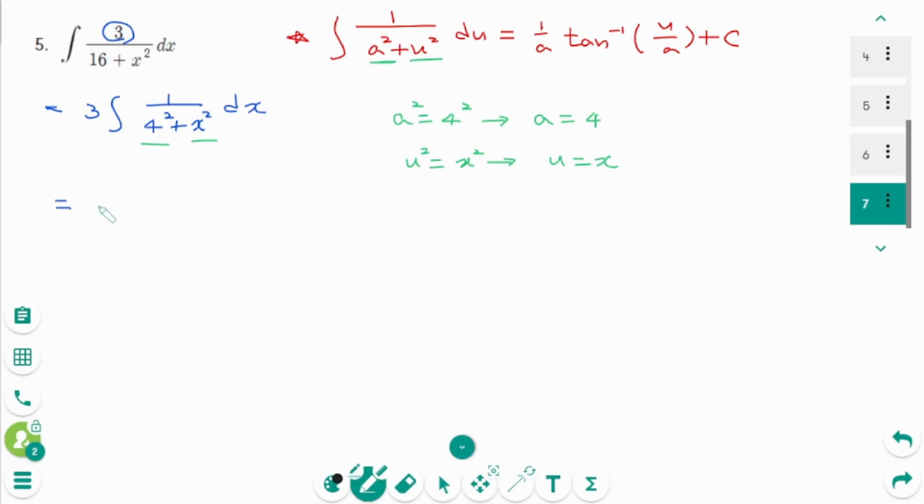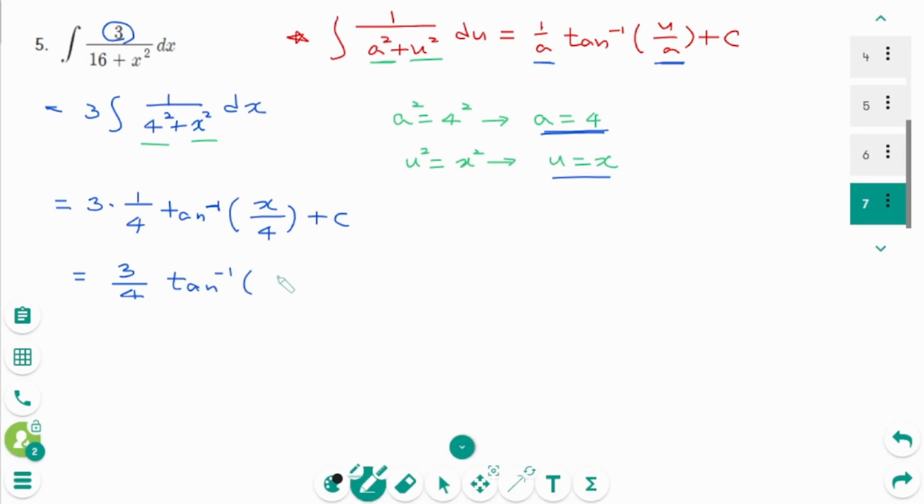So 3 times 1 over a, where a is 4, arctangent u over a, u is x, a is 4, plus c. The final answer is 3 over 4 arctangent x over 4, plus c.